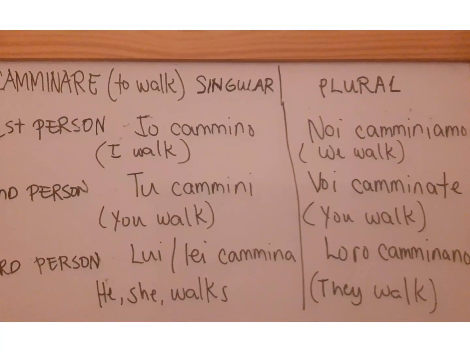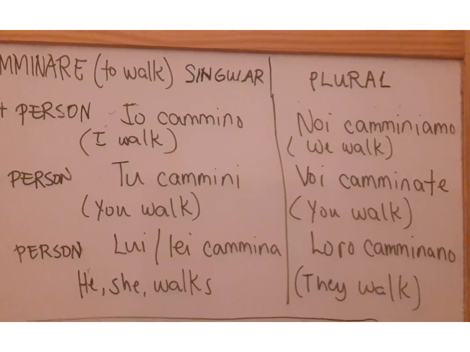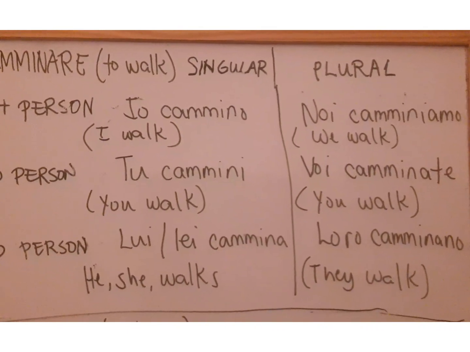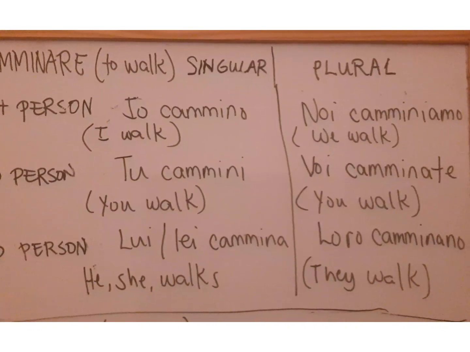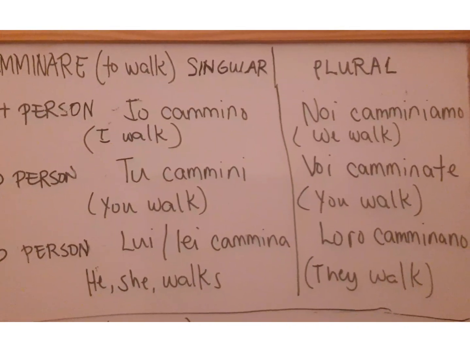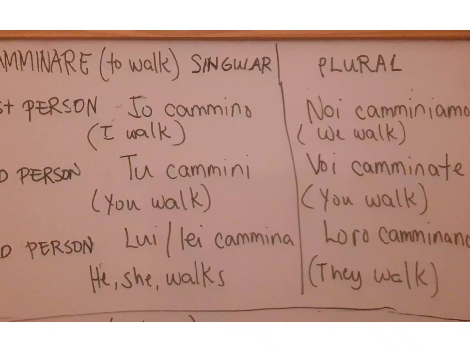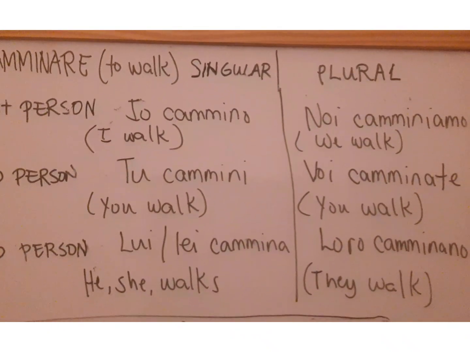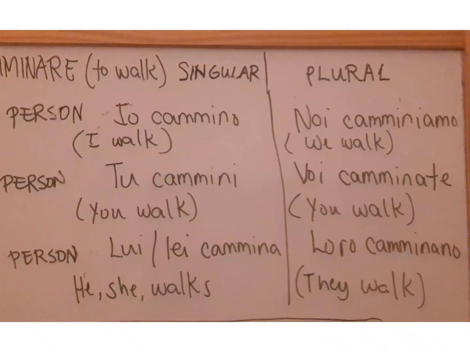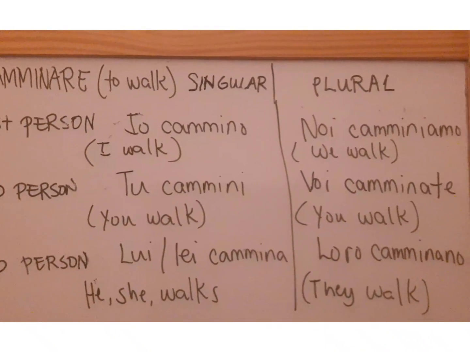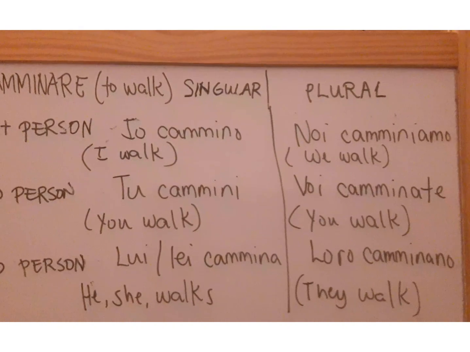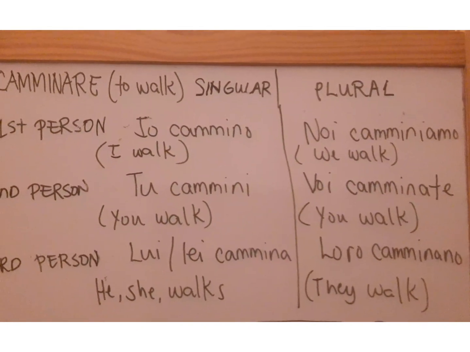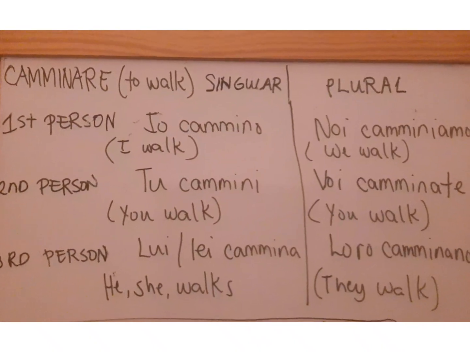Now let's try another one. Let's try camminare, to walk. Camminare. Io cammino, I walk. Tu cammini, you walk. Lui, lei cammina. He, she walks. Noi camminiamo, we walk. Voi camminate, you walk. Loro camminano, they walk. Camminare, to walk.